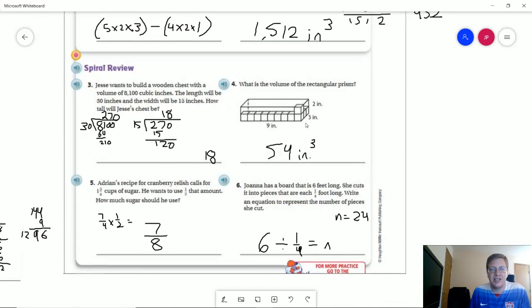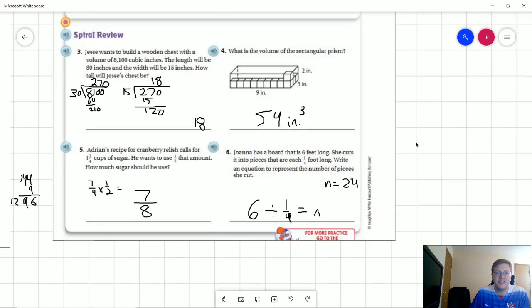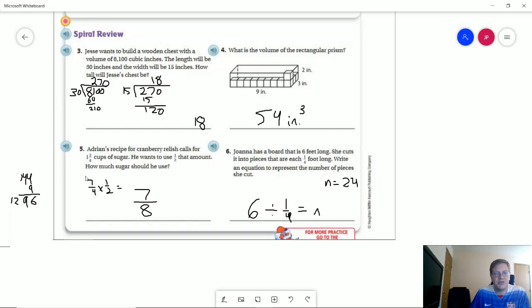For number 4, again, they wanted the entire volume of the shape as if we filled all of these blocks in the missing space. So 9 times 3 would give us 27, times 2 gives us 54 cubic inches. I showed the work for this one.